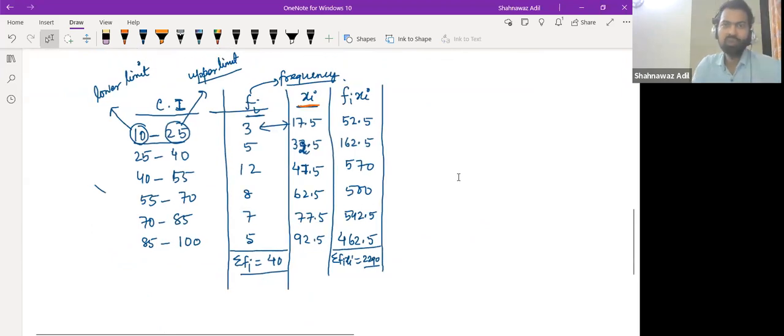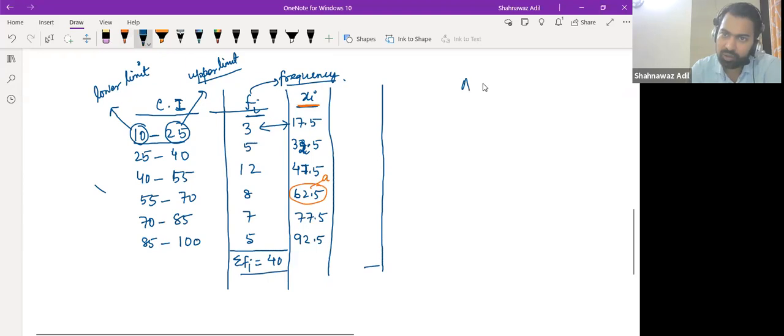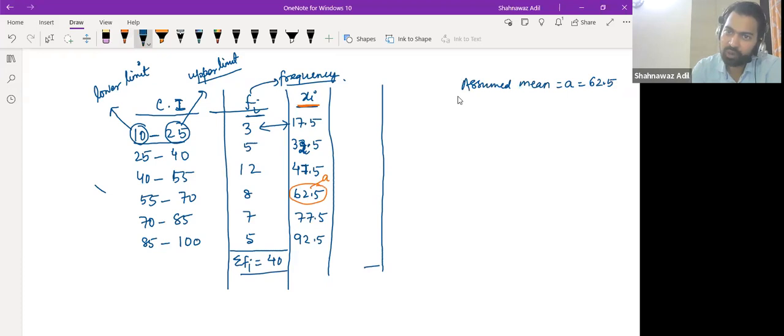So now what we do is we make another table in this assumed mean method. We first assume that this is our a, our assumed mean, which is a. So this is 62.5. Okay. And then we calculate the deviation.